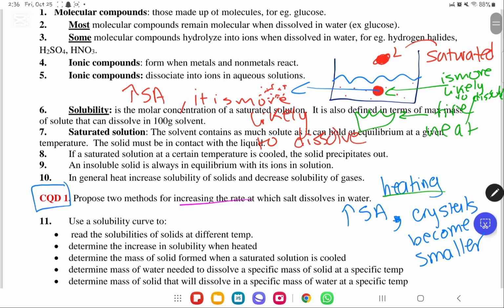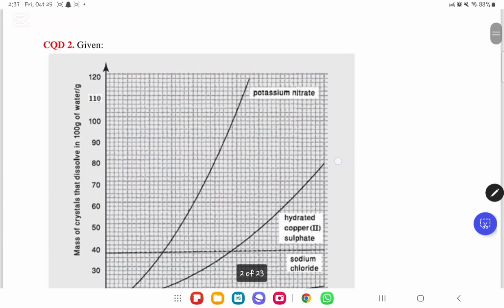So that means what? If this solution is saturated, but then we increase the heat and we increase the surface area, then what happens? That means we are changing its saturation, we're changing its solubility. So, in summary, if you increase the heat or increase the surface area, it will increase the rate at which a salt dissolves in water, so it will make the dissolving faster, and it will also increase the saturation or increase its solubility. That's CQD number 1 finished.